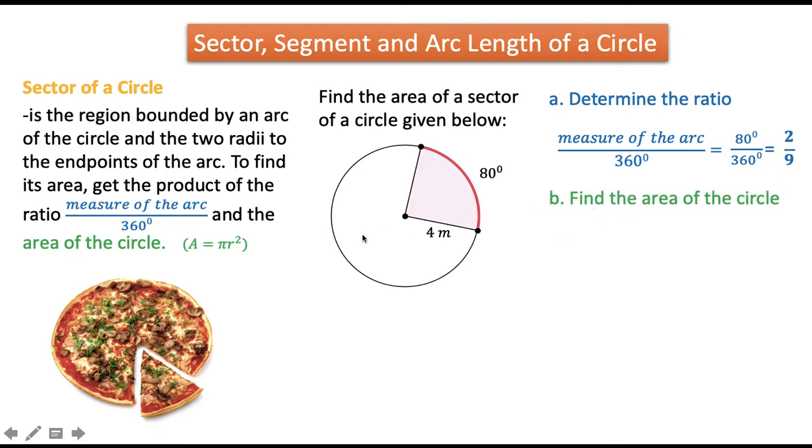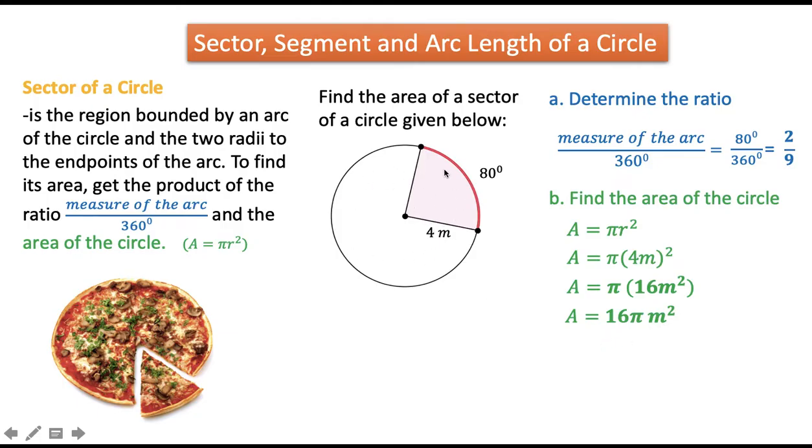Step 2, find the area of the whole circle. Recall that to solve for the area of a circle, we're going to use this formula: A is equal to pi r squared. Then substitute r with our given radius, which is 4 meters. So 4 squared is 16 m squared. Then multiply it with pi, and this gives us 16 pi meters squared, and that's the area of the whole circle.